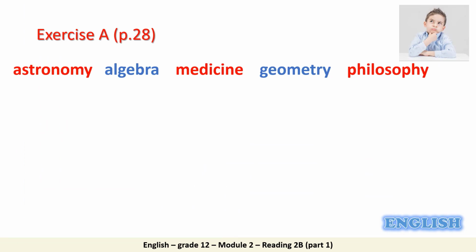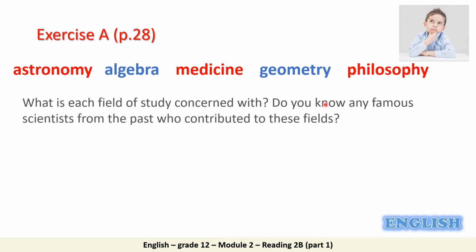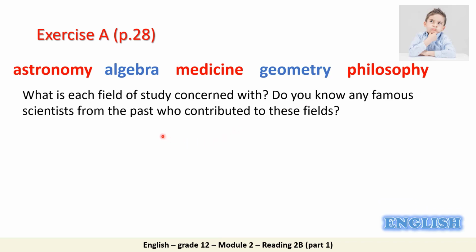Now it's time to open our books. This is exercise A, page 28. What do we have in here? We've got different fields of study. We've got astronomy, algebra, medicine, geometry, and philosophy. What I want you to do is tell me what each of these fields is about, and I want you to name some famous scientists from the past who added to these fields. Please pause the video now to answer.